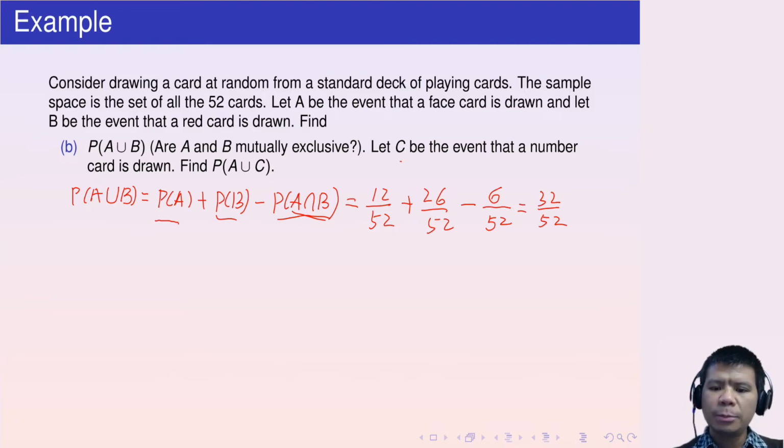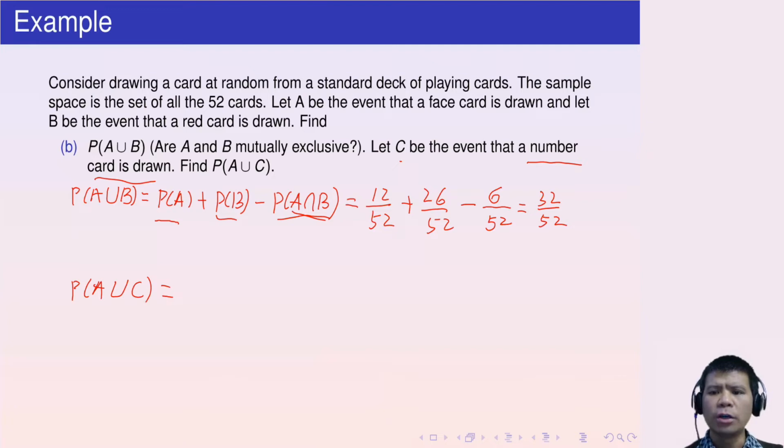Now, if we let C be the event that a number card is drawn, then consider the probability of A intersect C. As we see, A and C, one is the face card, the other is the number card, right? So they are mutually exclusive. If it is a number card, it cannot be a face card. If it is a face card, it can never be a number card. So A and C are mutually exclusive.